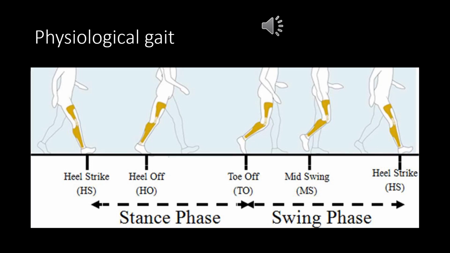We regard one leg at a time when looking at the gait cycle. Gait is divided into the stance phase, when the foot is in contact with the floor, and the swing phase, when the foot is in the air. Each of these two phases may be subdivided into smaller sections.